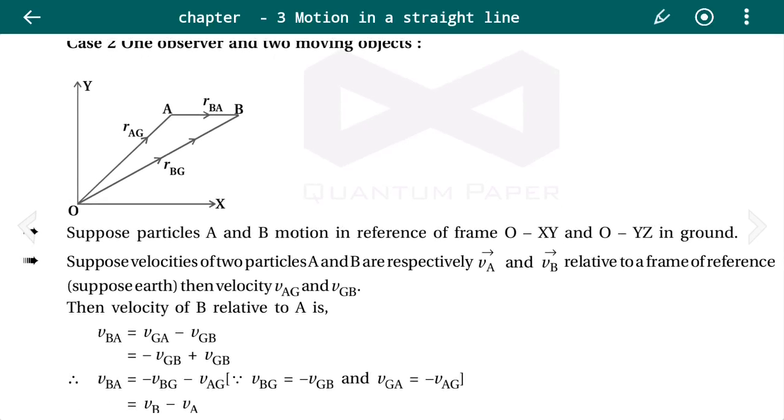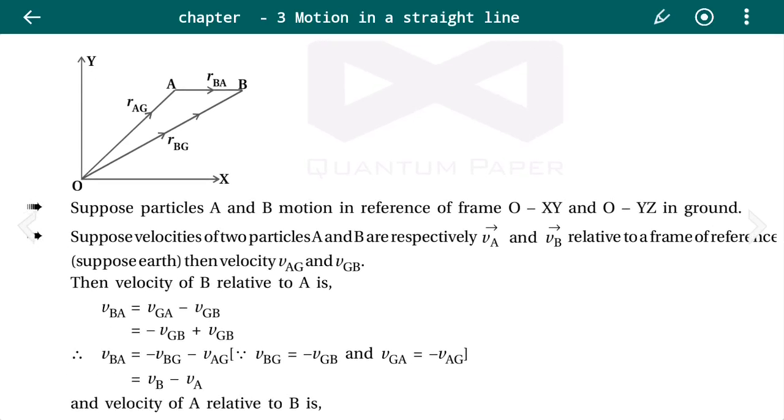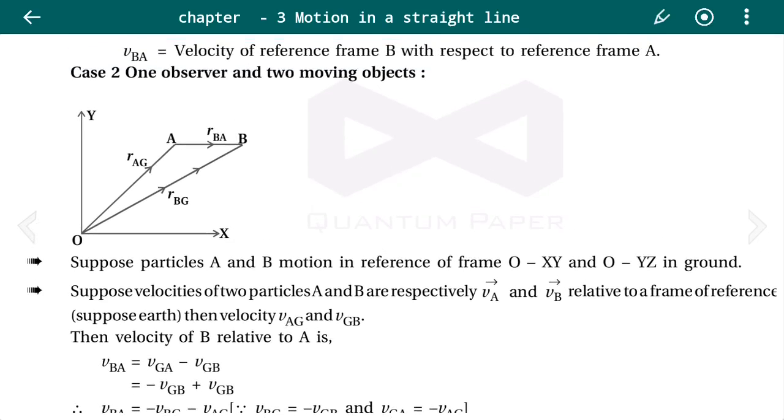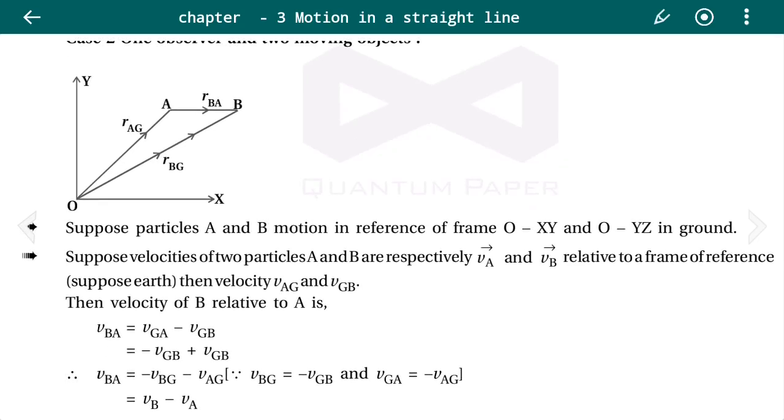Now suppose velocities of particles A and B are respectively vA vector and vB vector relative to a frame of reference, then velocities vAG and vBG. So here we can say that particle A is moving with velocity vA and particle B is moving with velocity vB, and velocity of particle A with respect to ground is vAG and velocity of particle B with respect to ground is vBG.